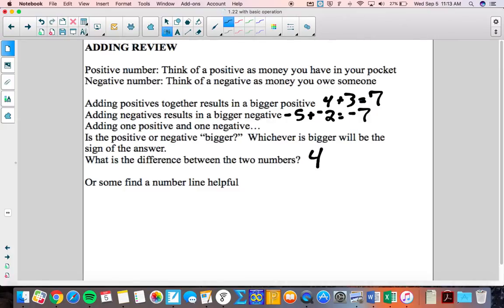All right, so let's actually try this. Let's say 4 plus negative 7. So I'm adding a positive and a negative. Which one's bigger or farther from 0? Negative 7 is farther from 0 than 4. So my answer is going to be negative. Now what's the difference between 4 and 7? It's 3. So the answer is negative 3.